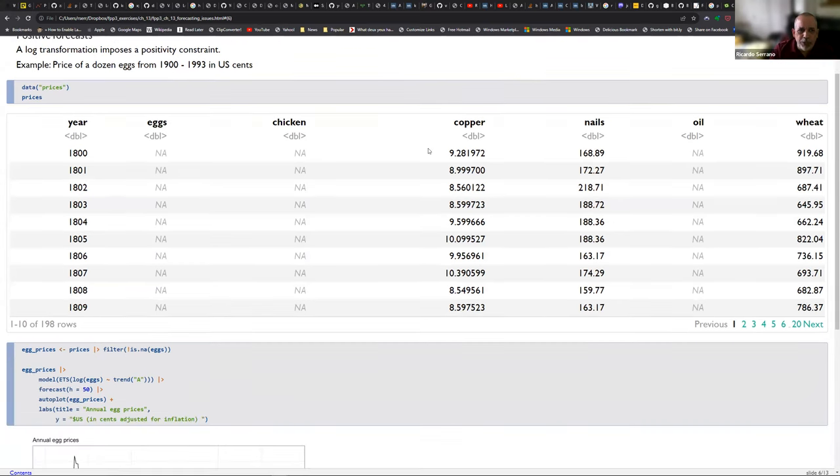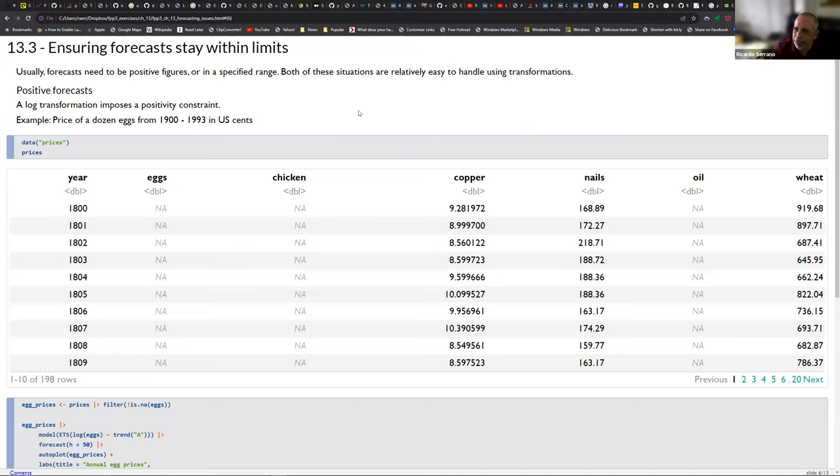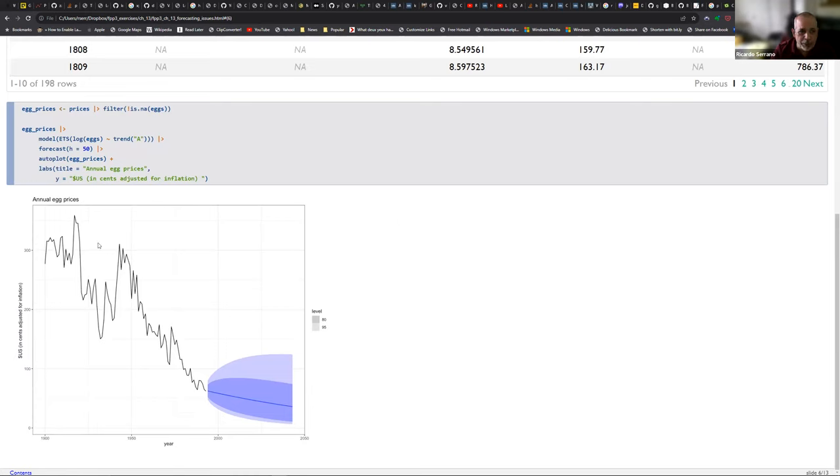In this case, the authors use the price of different, let's say, commodities. In particular, we're going to be using the price of eggs by year, starting from 1900 to 1993. So we can see how low those costs have been going throughout the period. So this is the time series. And as you can see, the forecast says that eventually the confidence interval is going to be touching zero, right? Which is something that could happen, but you don't want it to get into negative territory. And of course, the forecast shouldn't be negative because there has to be some price paid for the eggs or the copper or anything else.